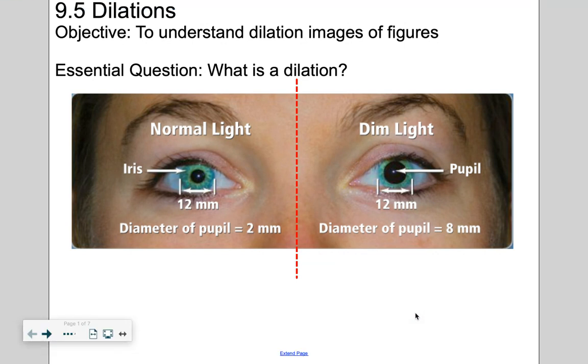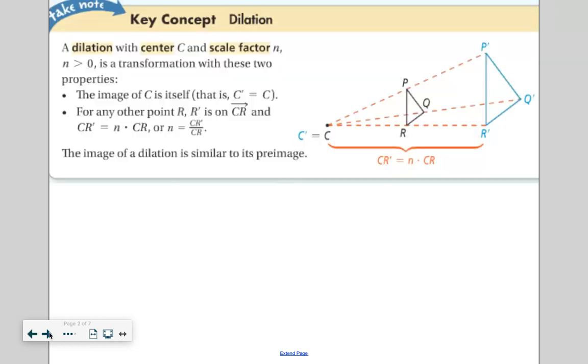Our objective today is to understand dilation images of figures, and our essential question is, what is a dilation? This is a real-world example. We have our normal pupil and our normal iris, and once it's given less light, our pupil expands, and this is a form of a dilation. It dilates. You might hear about a pupil dilating, and we're going to talk about it mathematically today.